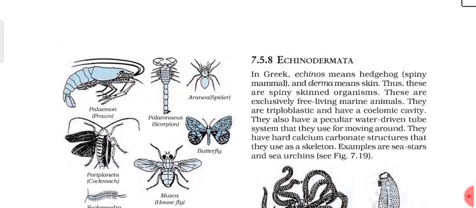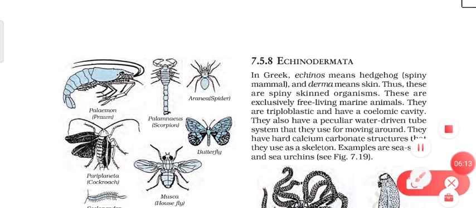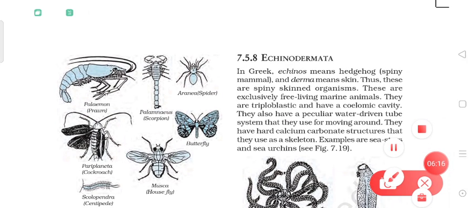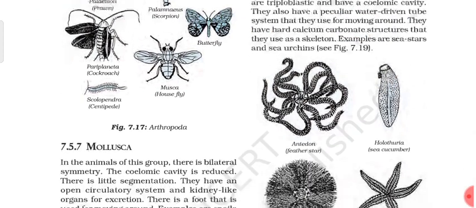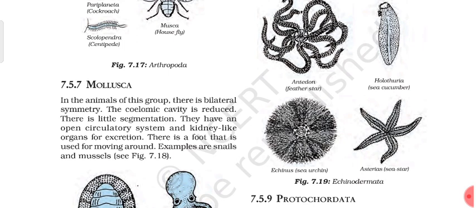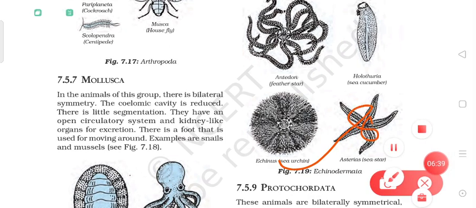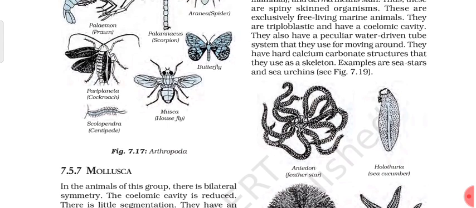Now, certain other important features of echinoderms are that they have a peculiar water-driven tube system that they use for moving around. For movement they have tubes inside them. They have little feet which are called tube feet. The water circulates in their body through these tubes, and the hydrostatic pressure created while the water is flowing through this system is used for movement of the body. So they have a water vascular system.